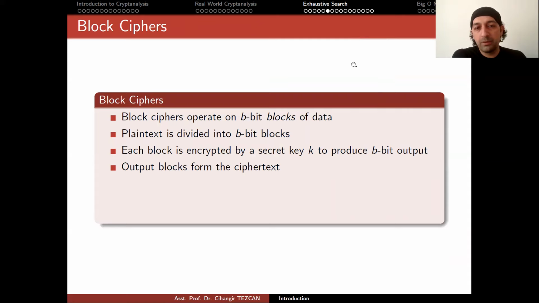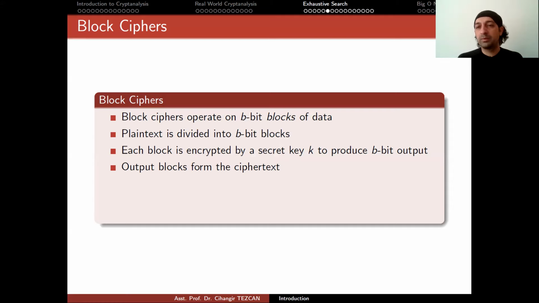Block ciphers operate on B-bit blocks of data. Plain text is divided into B-bit blocks. Each block is encrypted by a secret key K to produce B-bit output. Output blocks form the ciphertext. So regardless of your input size, it can be 5 megabytes of a file on your hard drive, it can be 1 gigabyte, it doesn't matter. We divide it into B-bit blocks, then perform the encryption algorithm on these blocks.